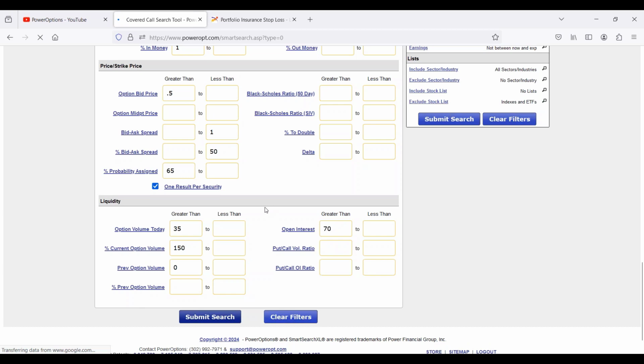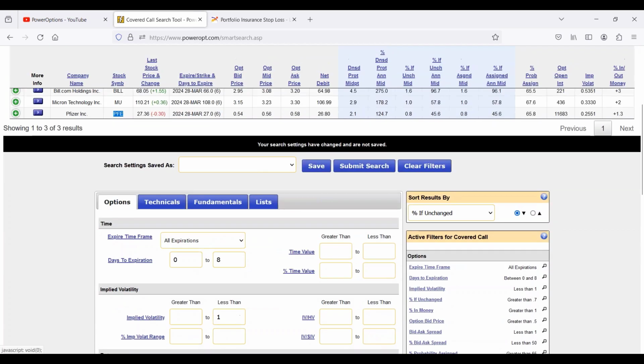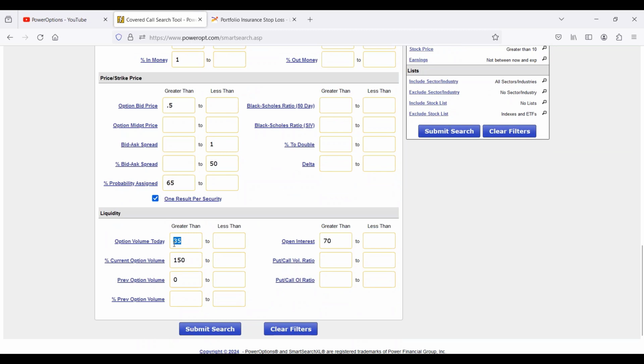Hey, why not? Let's see if we get any results here for the weekly series. Yep, there's Bill.com Holdings, Micron Technology, of course. They had that big 17%, I think it was, movement up yesterday with a surprise earnings beat, and Pfizer is in there as well. So these are positions that not only match the weekly default criteria, but also have a current option volume of greater than 35 contracts, an open interest of greater than 70, and the percent current option volume.